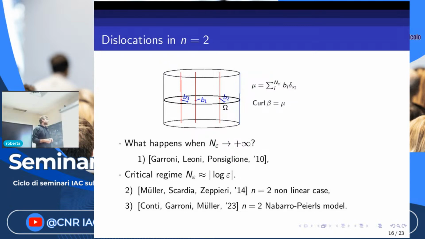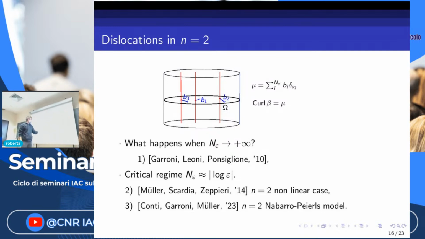This question has been answered for now just in 2 dimensions, and the first work in that direction was done by Garroni and Conti-Figalli in 2010 in the 2-dimensional case. The 2-dimensional case can be retrieved from the 3-dimensional case in the setting of cylindrical symmetries. So your dislocations are straight lines with the same symmetry of a cylindrical domain.